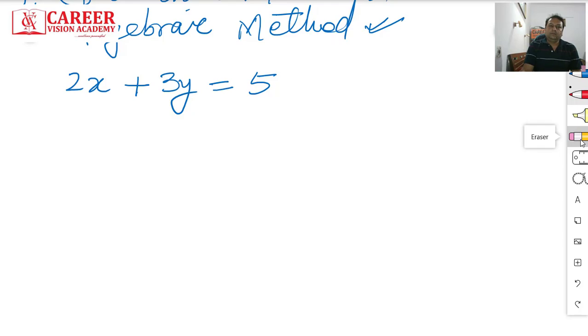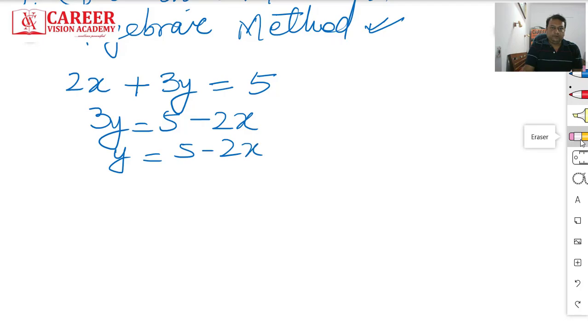Okay, this is a linear equation in two variables. To plot this in the graph, we have to get the solutions. Solutions means you have to know the points which lie on that line. So I can write this as 3y is equal to 5 minus 2x, or y is equal to (5 minus 2x) upon 3.